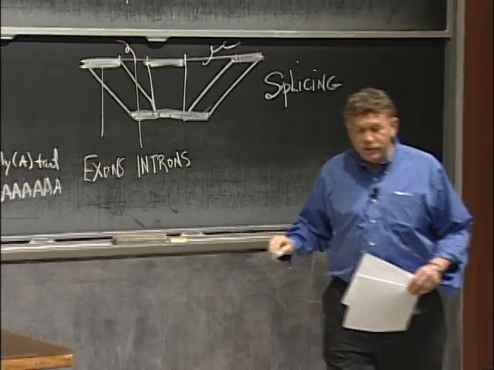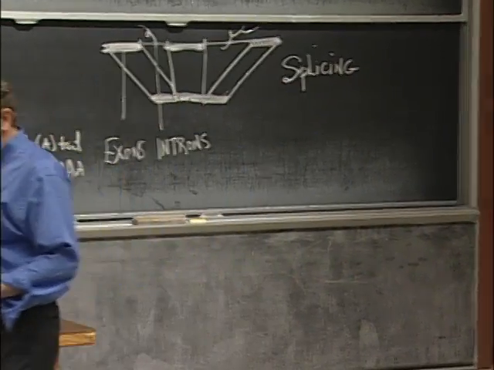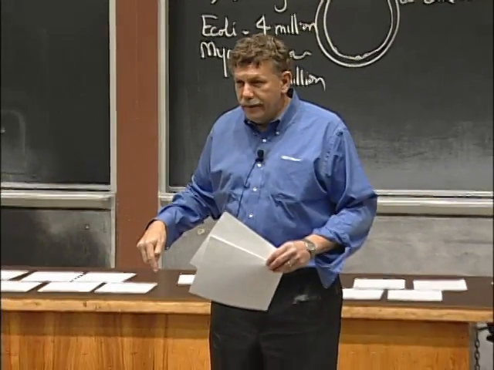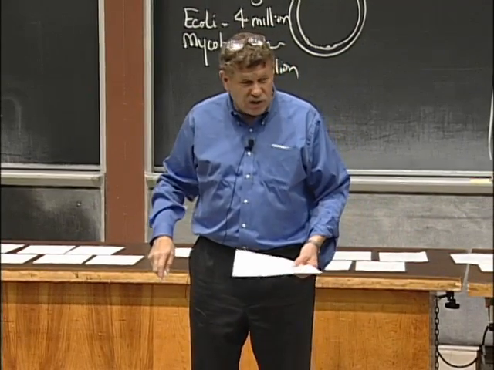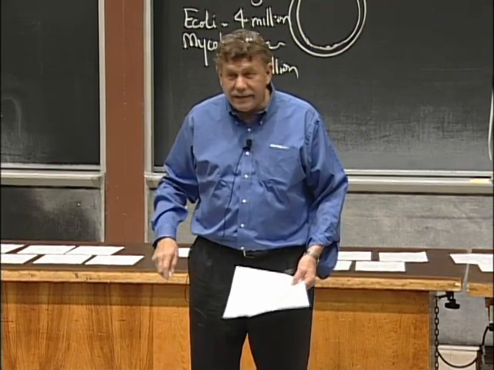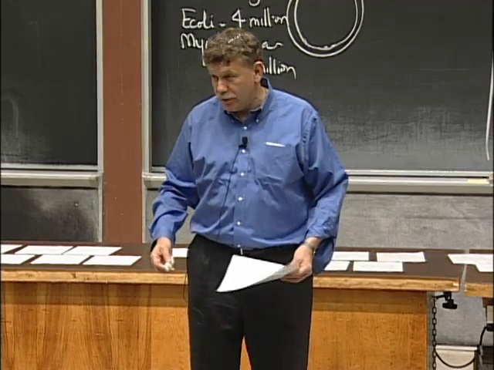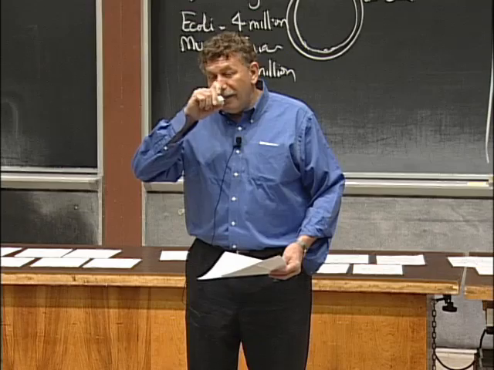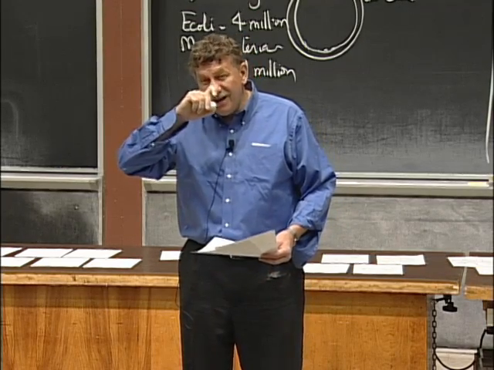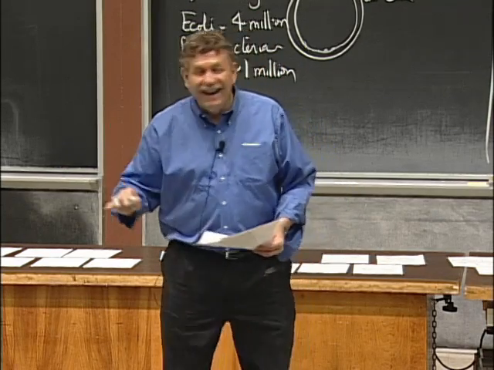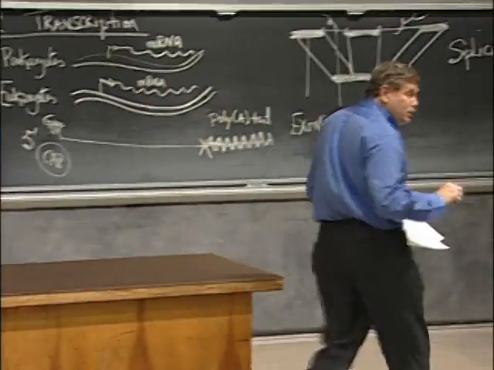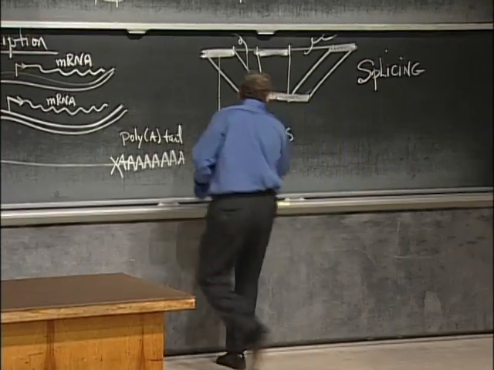The nomenclature is a little nuts. If it stays in, it's an exon. If it goes out, it's an intron. As I told you, the phenomenon was discovered by Phil Sharp at MIT. The nomenclature was proposed by Wally Gilbert at Harvard, who's a good friend. I'm teasing Wally, but Wally is responsible for this nomenclature that confuses generations of students.